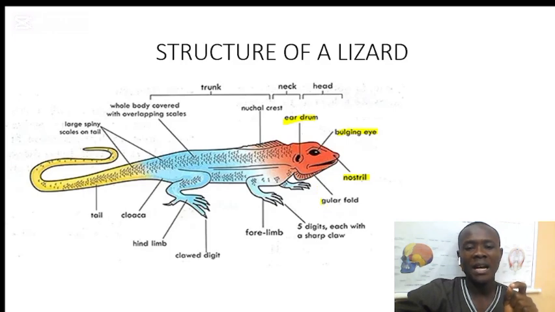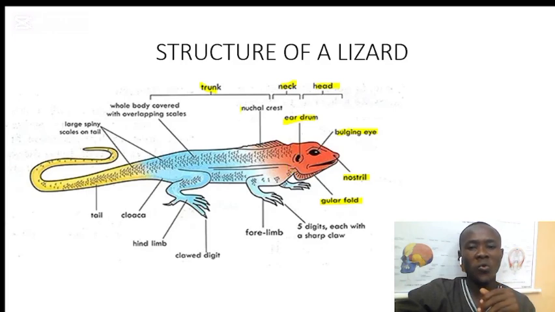And they have a gular foot, which they use most often for attraction. So this lizard here, as we have it on the slide, is divided into the head, the neck, and the trunk. We have just talked about the head. Now we have the neck here. Now let's move to the trunk.